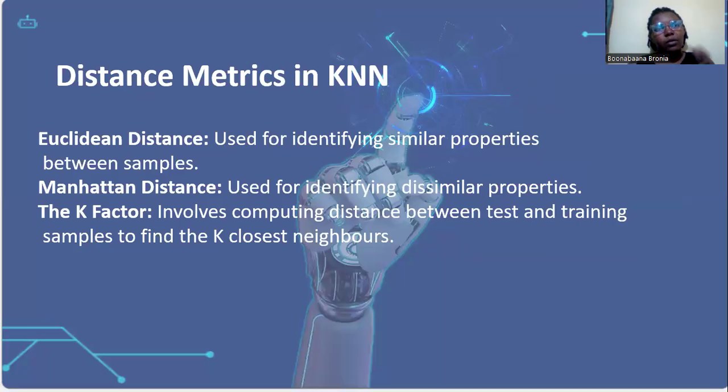So these are some of the ways, as we are training, or the process of training these models, we have distance metrics, mostly, especially in k-nearest neighbors, because we deal in distances more. One of the ways we can measure the distance is through the Euclidean distance, whereby we identify similar properties between samples, and the Manhattan distance, which is identifying between the similar distances. And the K factor involves computing distance between the test and training samples to find the closest neighbors.